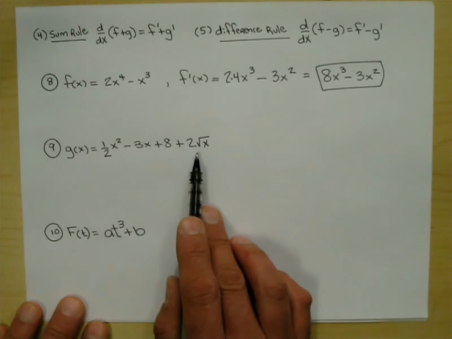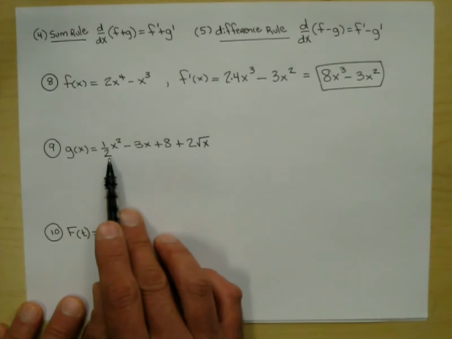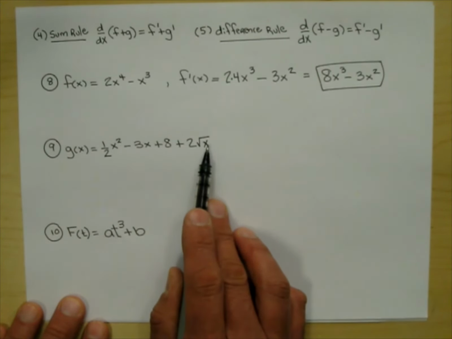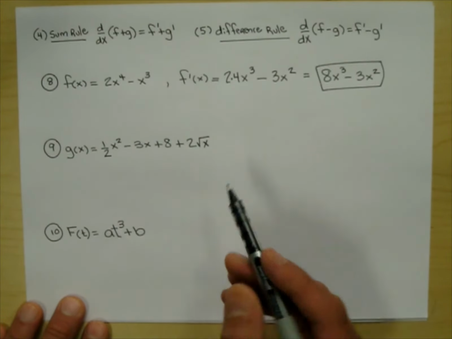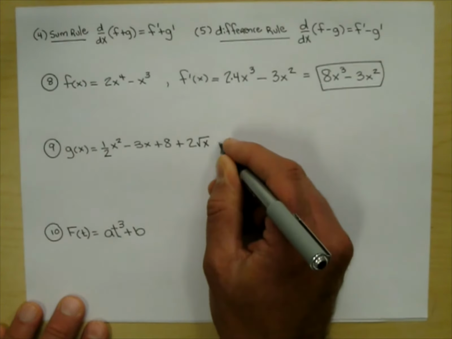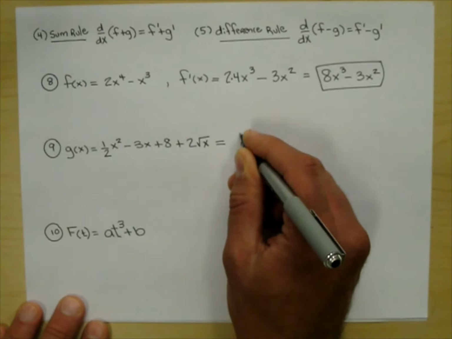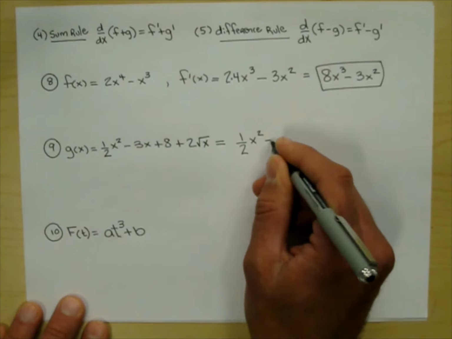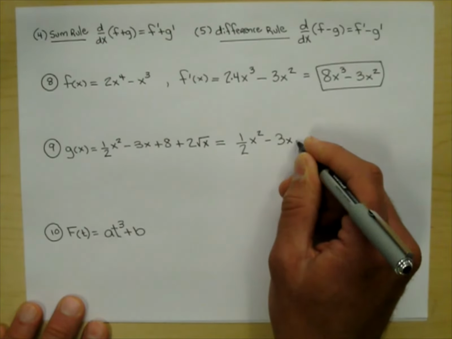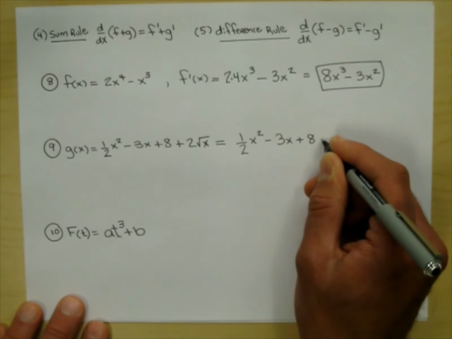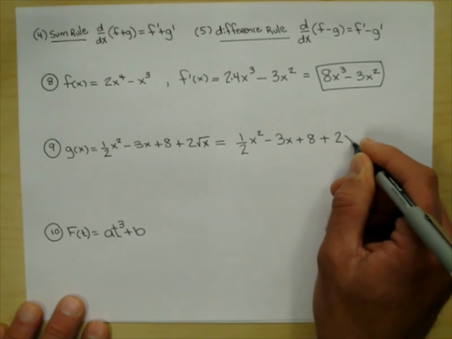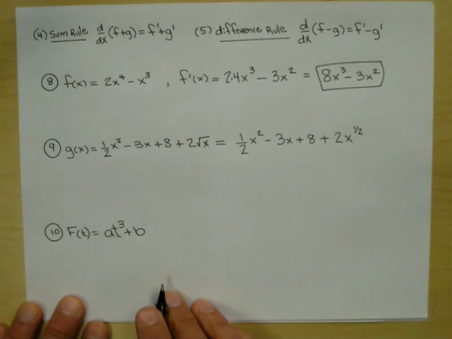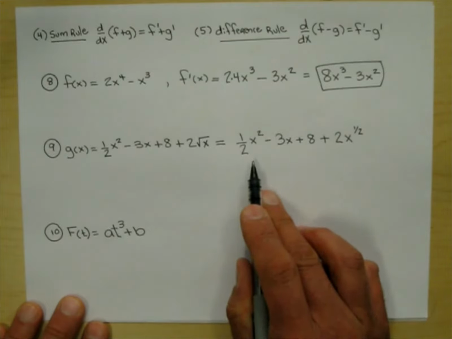Okay. Before I take out my derivative gun and start zapping each of these guys, I see this square root of x. We've encountered a square root already. We're going to change that to the 1/2 power. So I'm rewriting g, I'm not taking the derivative: 1/2 x squared minus 3x plus 8 plus 2x to the 1/2. Okay, take out your derivative gun and zap each of these guys.